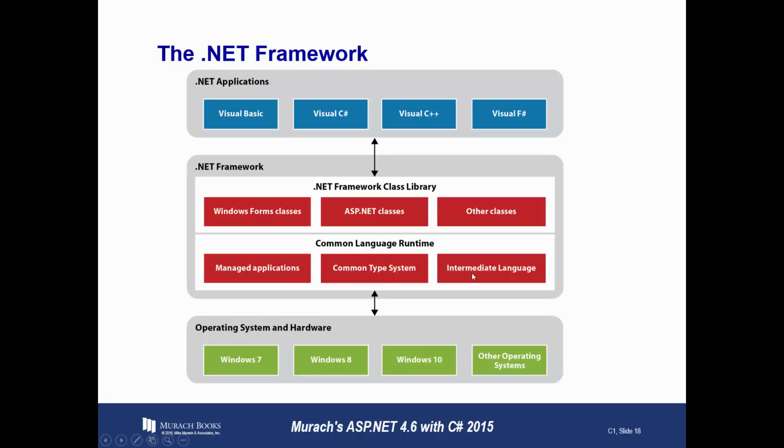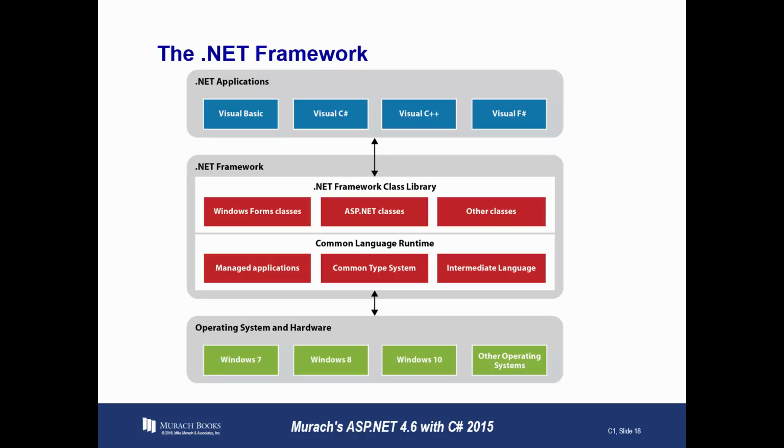Underneath that is the Common Language Runtime. Now, although it's not directly the same, it's very similar. The .NET CLR, Common Language Runtime, is very similar to the virtual machine in Java. All right? And as you can see, it's got managed applications, the common type system, and the intermediate language. There's much more about this in your book. And if I look in the book, I'm up to page 16, 17.